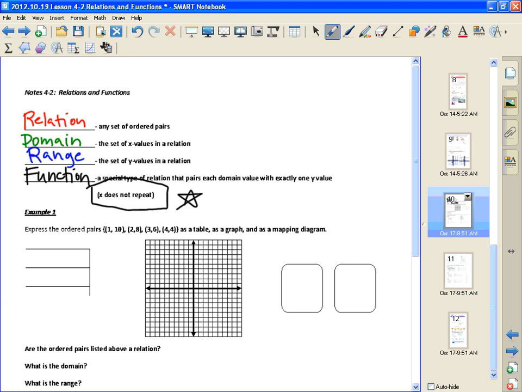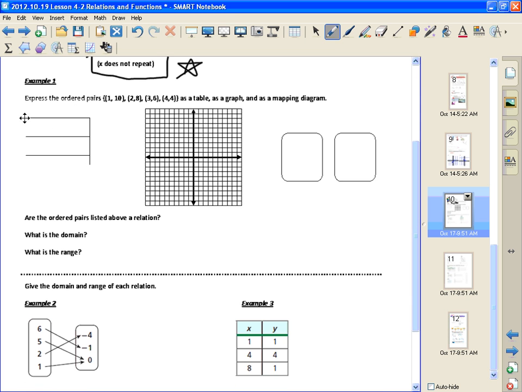Okay, so when we look at example 1, it says express the ordered pairs (1, 10), (2, 8), (3, 6), and (4, 4) as a table, as a graph, and as a mapping diagram. All right, so to express the ordered pairs as a table, you basically just do what you already know how to do. Now, my table got kind of cut off here, so I need to fix it.